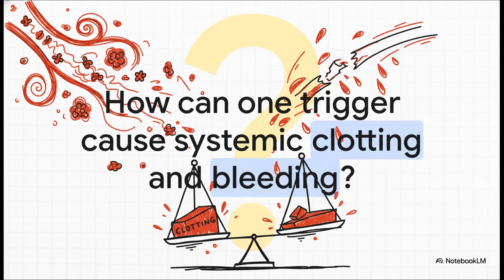And so we end with the question that really gets to the central paradox of DIC. It's a pretty stark reminder of the exquisitely delicate balance of our hemostatic system, a system where a single massive insult can push the scales so far that the body's mechanisms to stop bleeding and the mechanisms that cause bleeding start happening all at once everywhere.